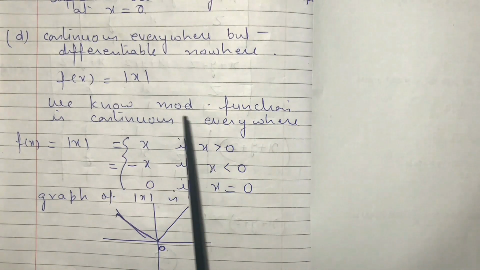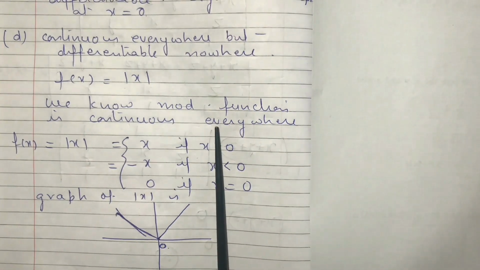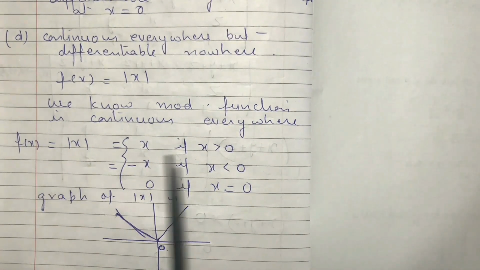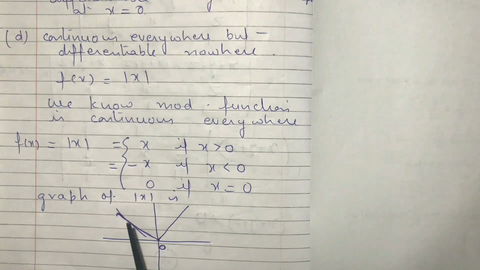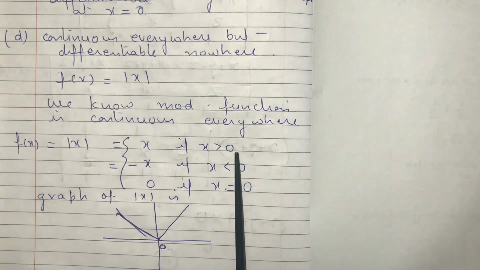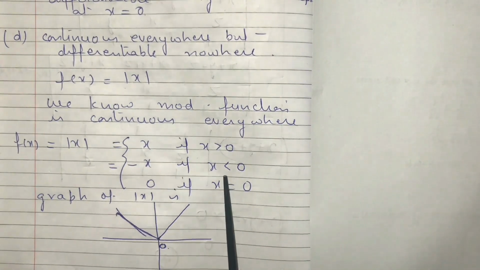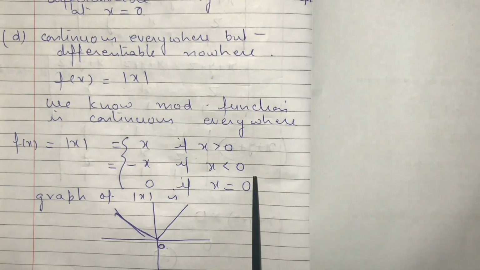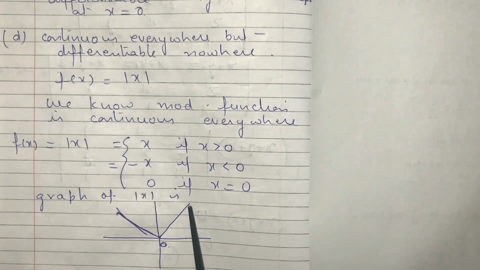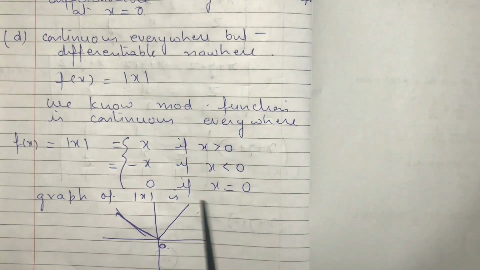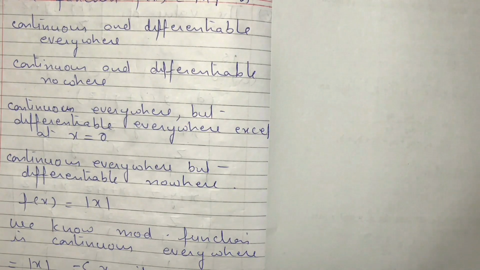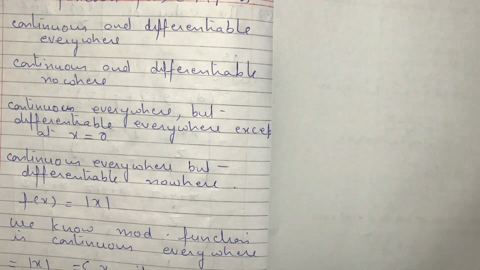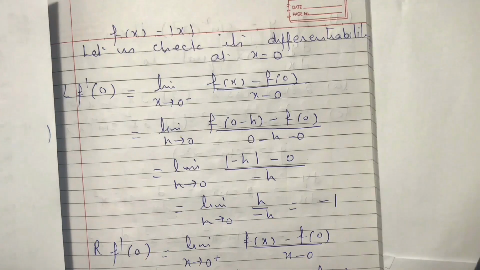We know that mod function is continuous everywhere. So f(x), if we draw the graph of this, we will see mod of x is x if x is greater than 0. It is minus x if x is less than 0. It is 0 if x is equal to 0. If we draw the graph of it, it will come out to be like this. So it is a continuous function. So let me explain. It's not differentiable at x is equal to 0.